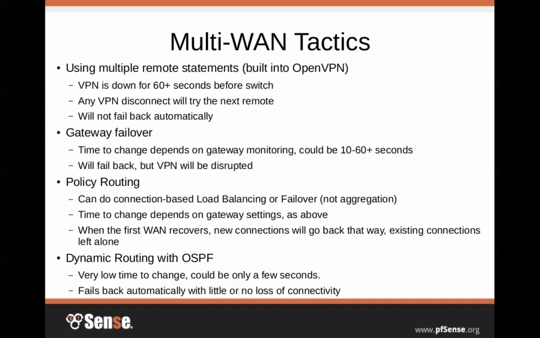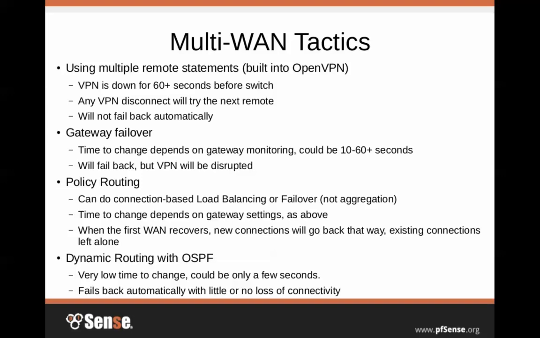And of course, you can do failover as well. As with the gateway failover method, the time to change depends on your gateway settings, which could be as little as 10 seconds or a minute or more. It depends on how you have it configured. When the first WAN recovers, similar to a regular multi-WAN setup, the new connections will go back to the primary. Existing connections will be left alone wherever they were.